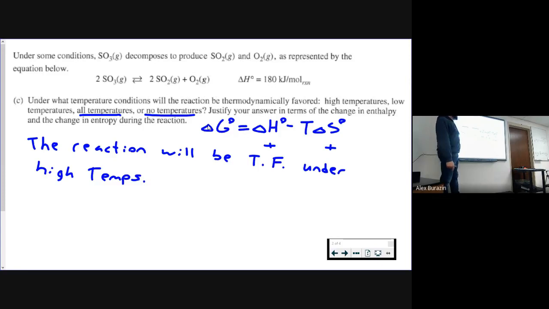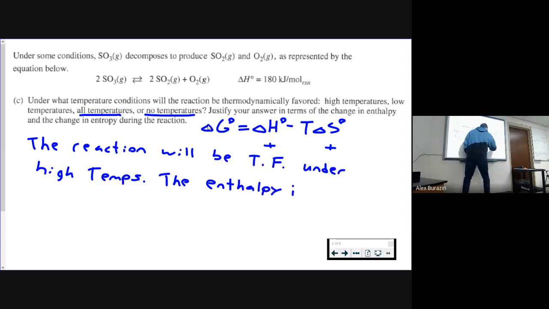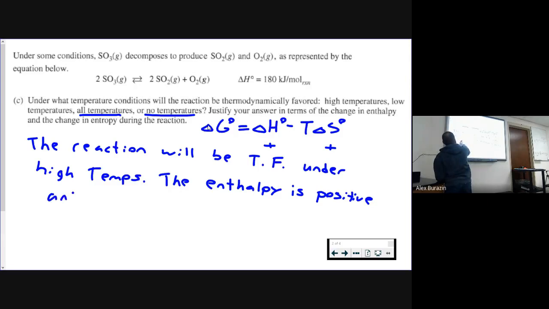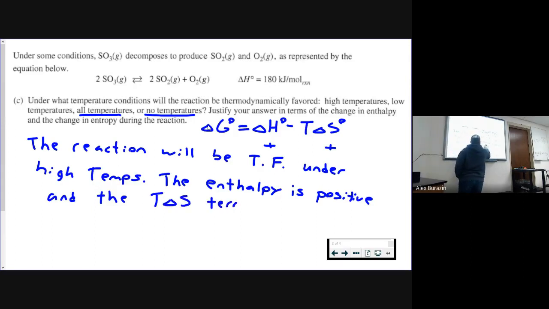That's my answer. Now I need to justify, right? The justification is that the enthalpy is positive. And the, how do I want to say this? T delta S term will be negative.